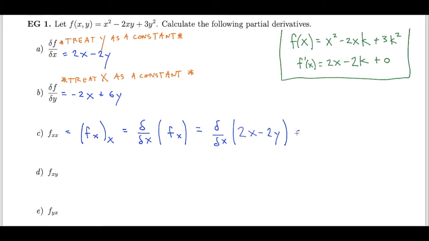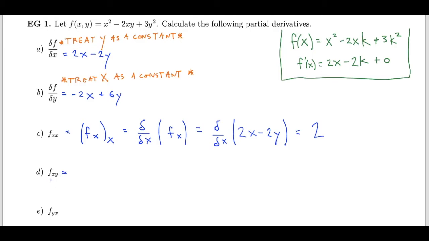So applying my standard differentiation rules, the derivative of 2x will simply be 2, and then the derivative of 2y will be 0, because with respect to this derivative, that term is constant. Parts D and E also ask for second order partials. So let me again start by clarifying this notation.